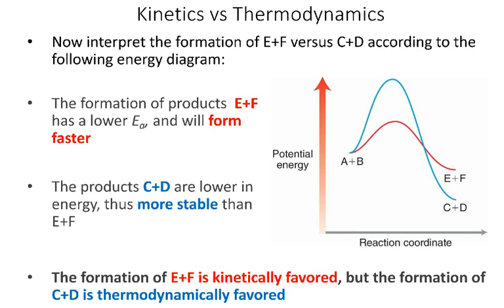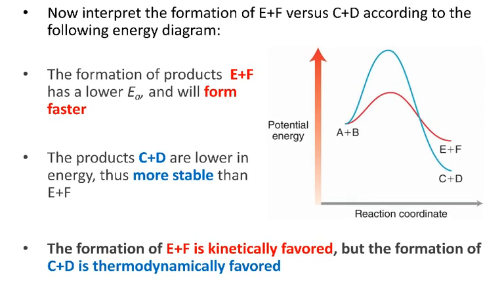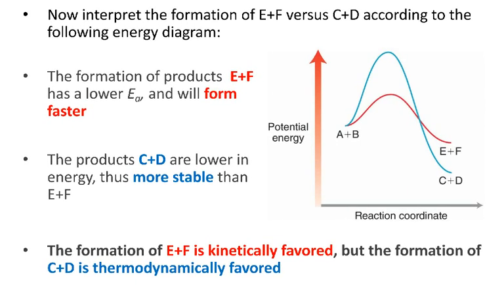But we could just as easily have a different reaction where that was not the case. In the previous reaction, the products C and D were favored by both kinetics, as they would be formed faster, and thermodynamics, as they were more stable. But in this alternate hypothetical reaction, we would come to a different conclusion. And again, the reaction energy diagram tells us about how this is going to occur.